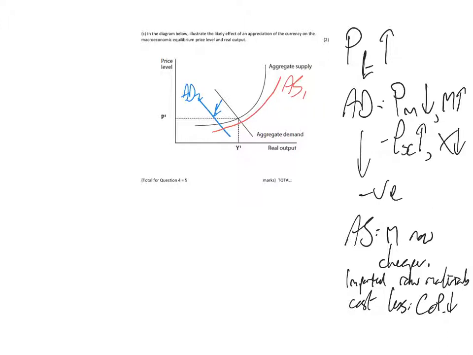The final thing that you needed to do, because the question asked about what is the effect on the equilibrium price level and real output, it's not enough just to shift those curves. We also need to show what it does to the macroeconomic equilibrium, and this will vary in your diagrams depending on the size of those shifts, but there needs to be some attempt at least to show the change in the price level and the change in real output.